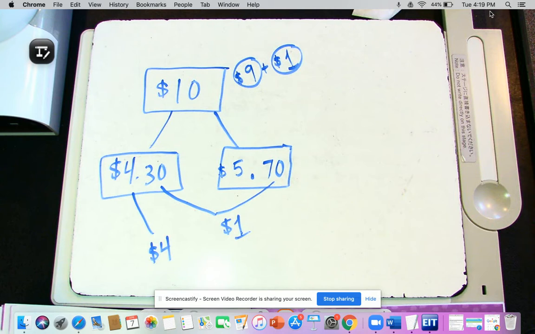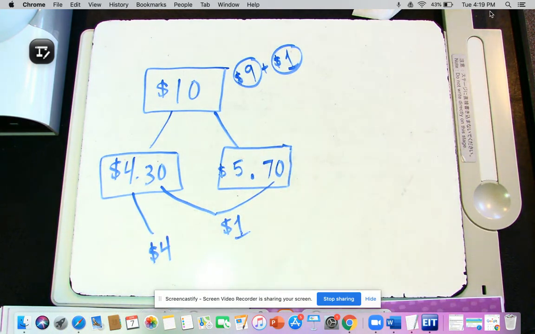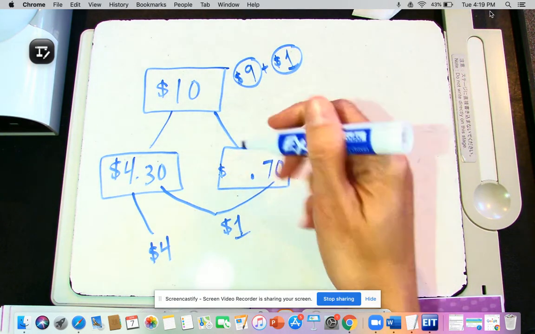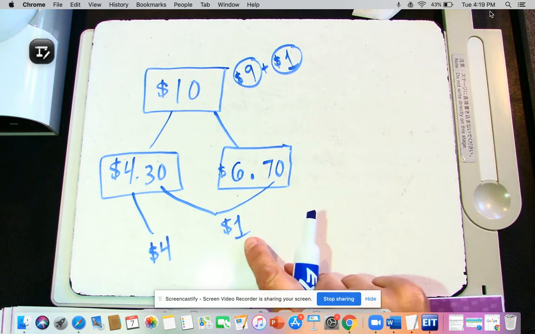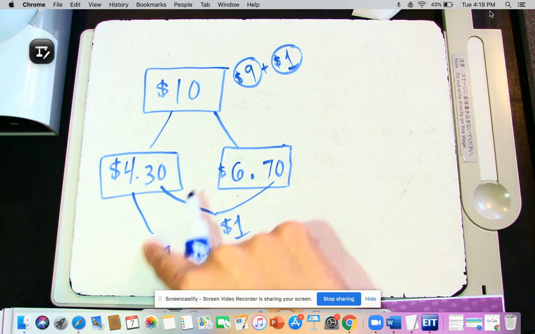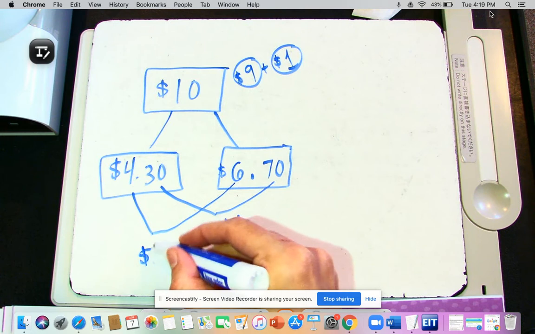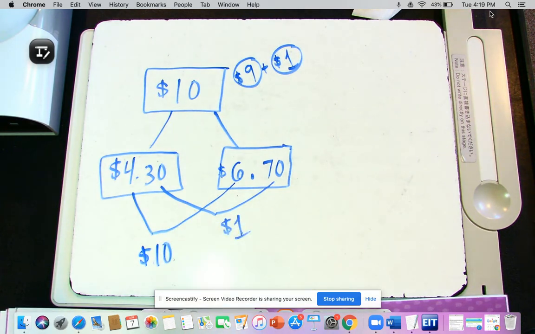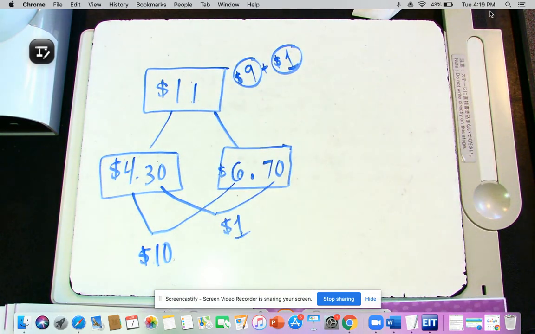$5.70. And the common mistake here, the common error a lot of people will make when they're looking at this is to think $4.30 plus $6.70. But if we have $6.70 here, well, then let's look at what we have. We have 70 cents plus 30 makes $1. And then we have $4 plus $6 makes $10. So if we did it this way, we wouldn't actually have $10, we would have 11.